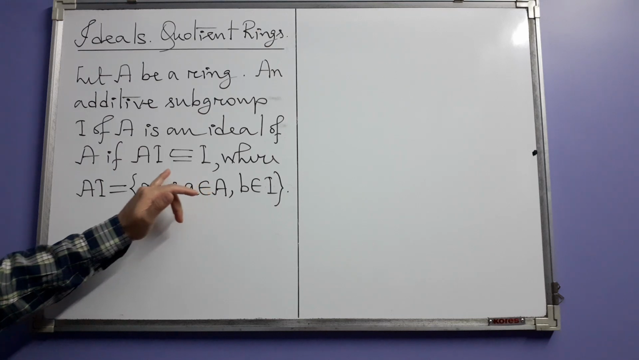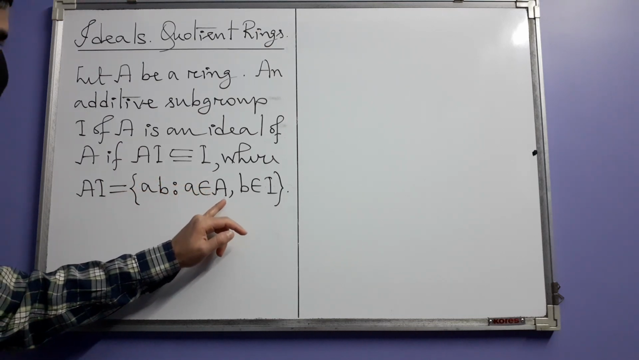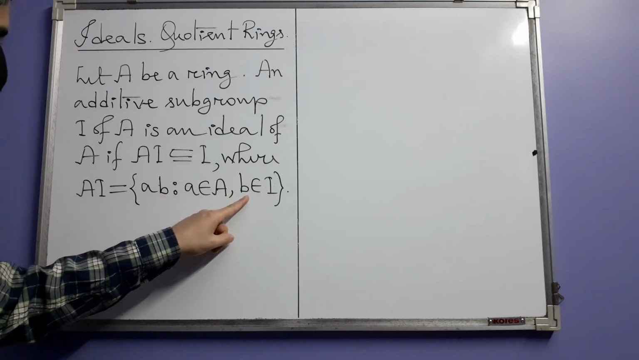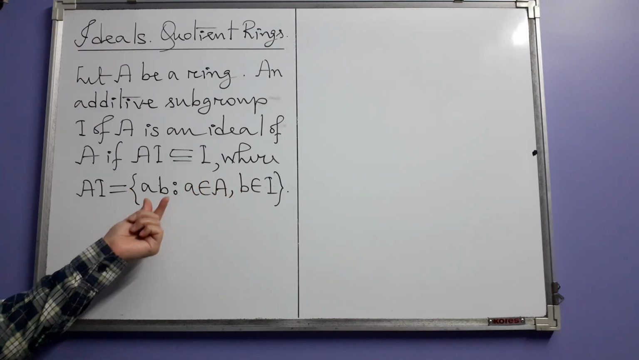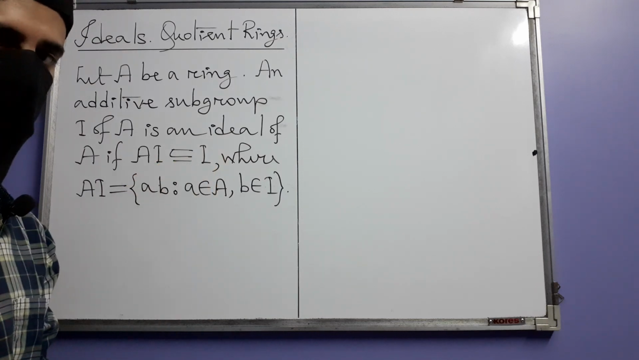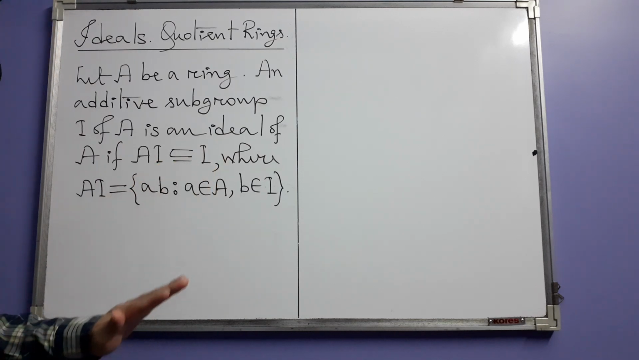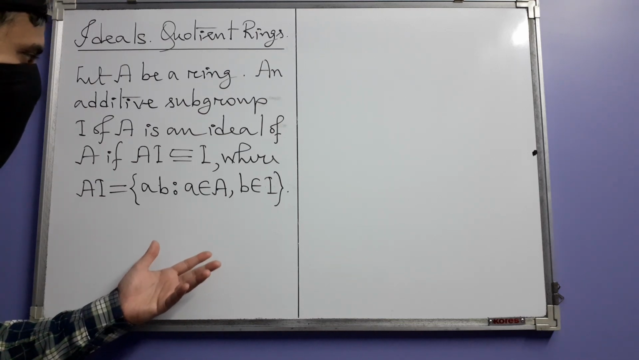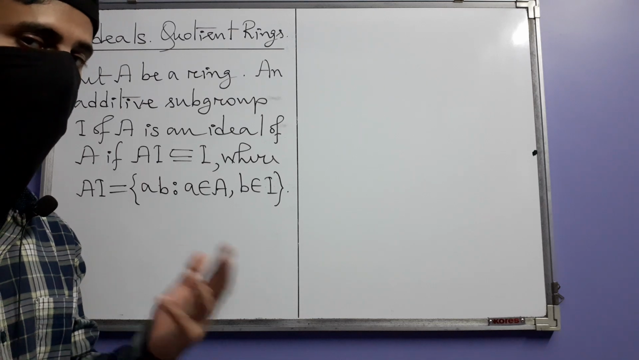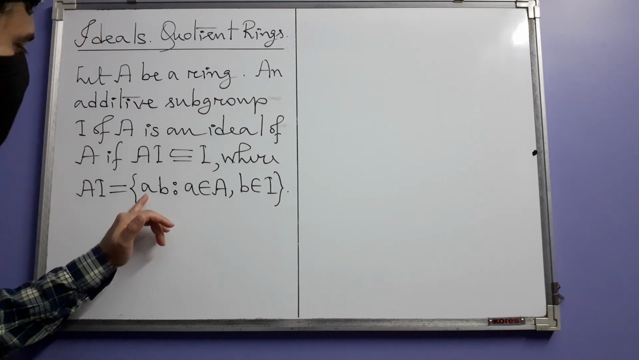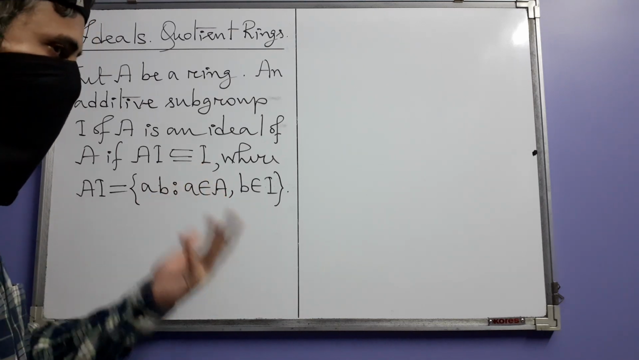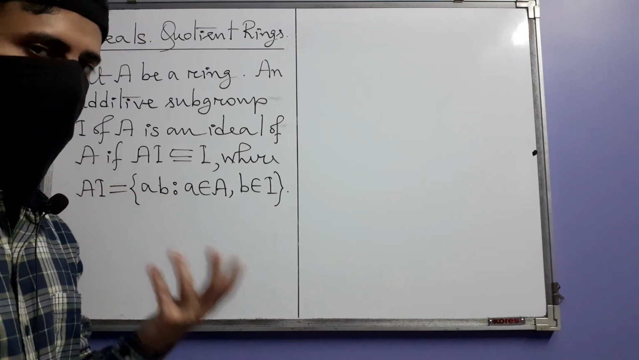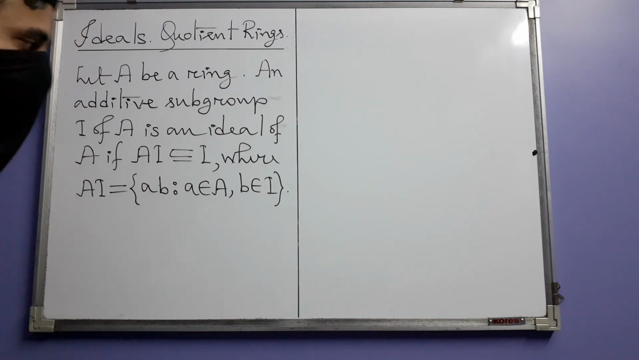What does it mean? It means that if you take any element A from A and any element B from I, and you multiply that element B by A, then the product AB should again be in I. And here, this much is enough for I to be an ideal, because do not forget that we are in a commutative ring. Our rings are commutative. So if AB is in I, automatically BA is also in I. So that left-right business, you do not have to really worry about that here in this setup.